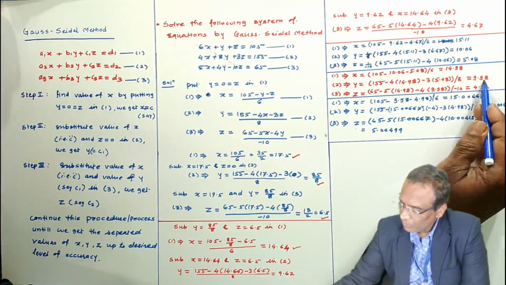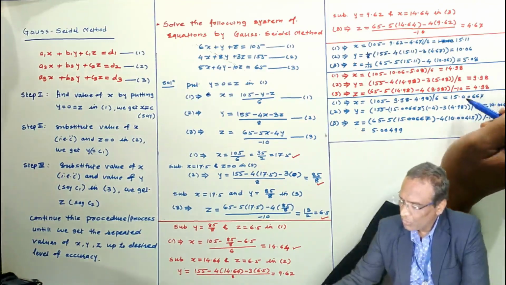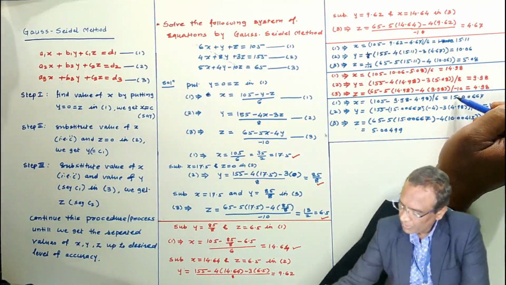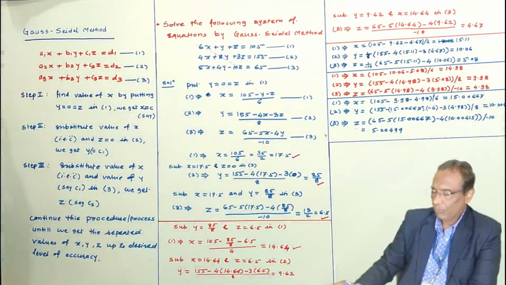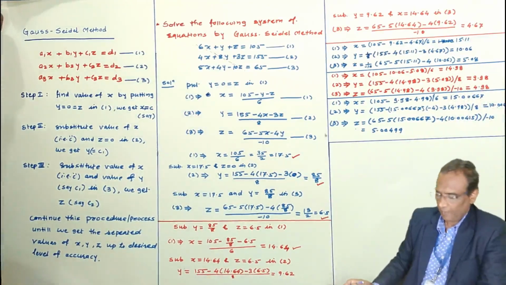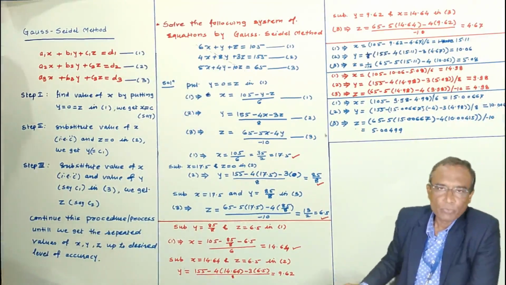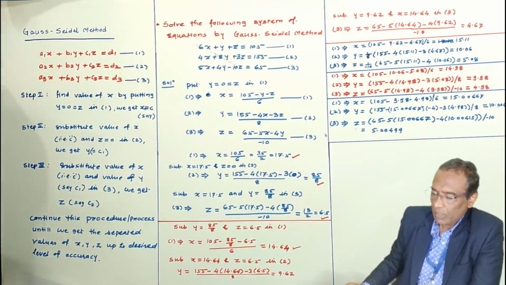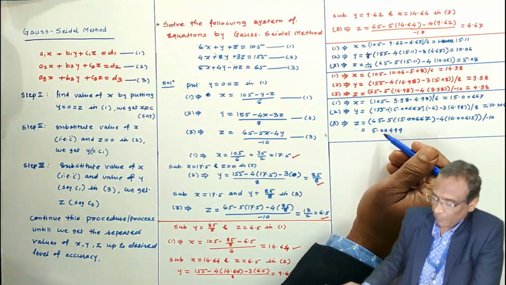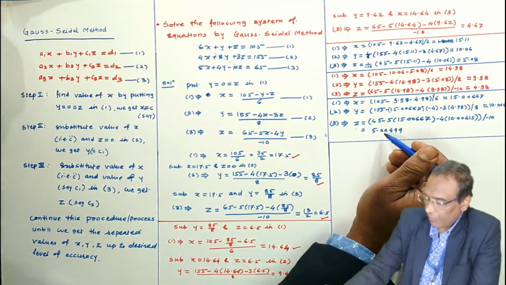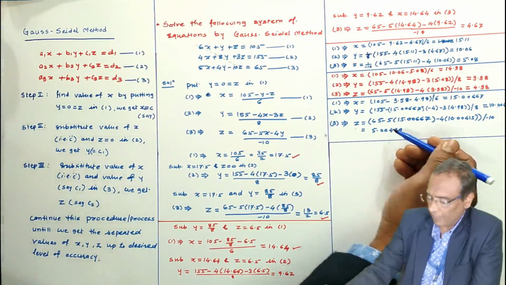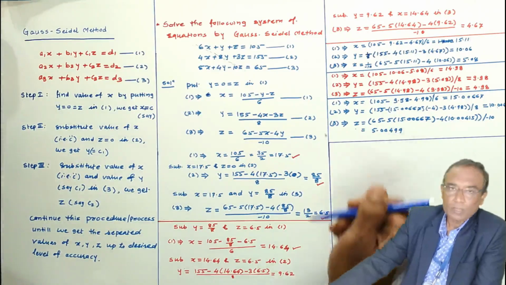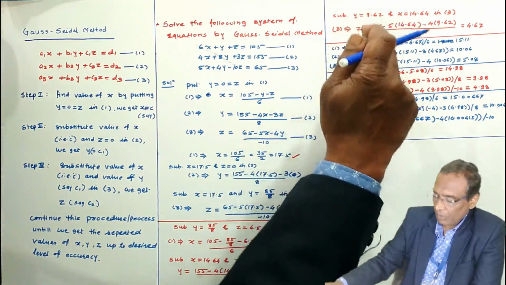The difference between this value and this value is very less. Difference between y value and this value is also very less. The difference between this value and this value is also very less. So you can stop here for the iteration, but it fully depends on you up to which level of accuracy you want the values of x, y, z. If you want up to 2 decimal points, you can stop here. But if you want further improvement, you can do it.